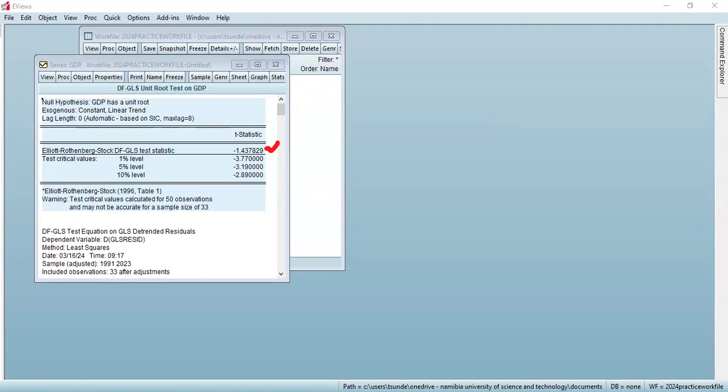Yes, you can go ahead with your question and speak up, please. Prof, I just want to verify what I understand. If the t statistic is less than negative 3.77, then the variable is stationary at the 1% level. If it is falling between 3.77 and 3.19, then we say it's stationary at 5%. And if it is falling between 3.19 and 2.89, then it's stationary in levels at 10%.